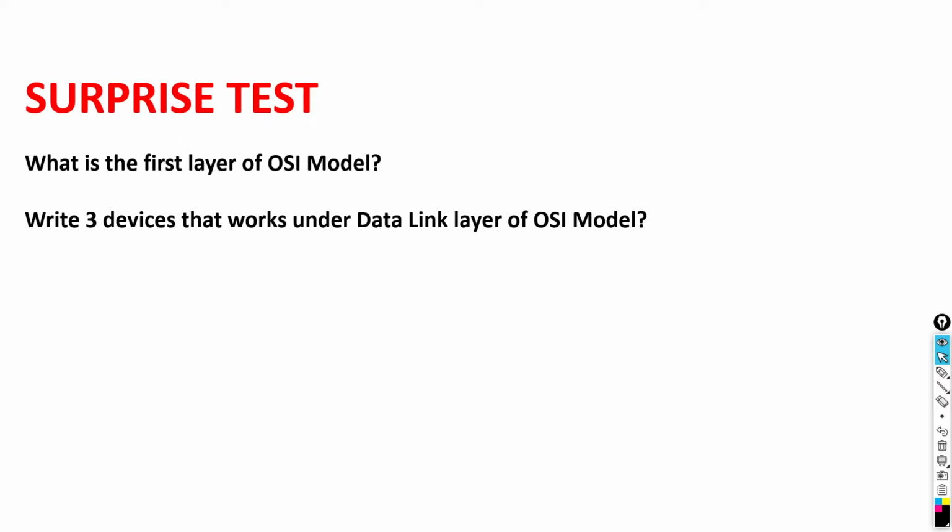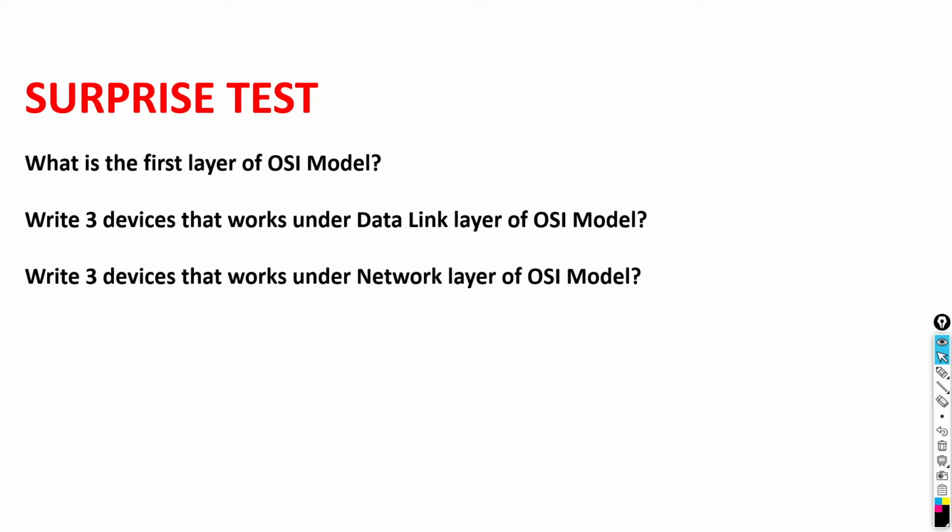Switch. Very good. Hub, switch basically work under the data link layer of the OSI model. Okay. Bridge. Very good. Repeater. Yes, but I think repeater works under the physical layer, not at the data link layer. Okay, repeater works under the physical layer of the OSI model.